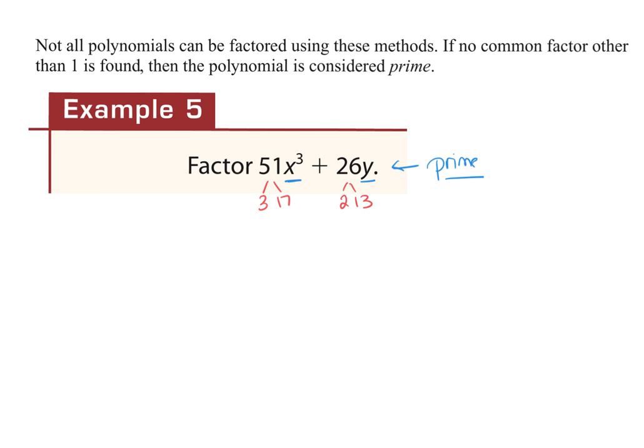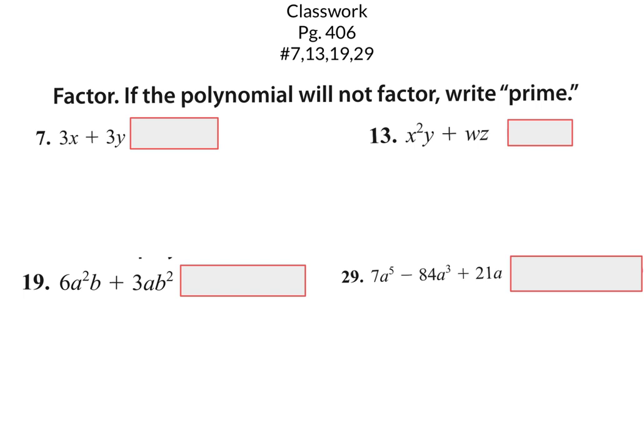All right. So let's try some of these. Factor. If the polynomial will not factor, write prime. If it will factor, take out the common factor and leave your grouping.